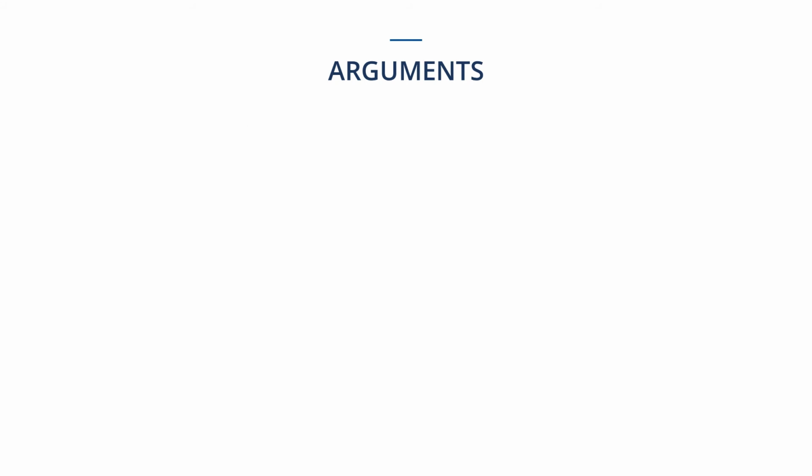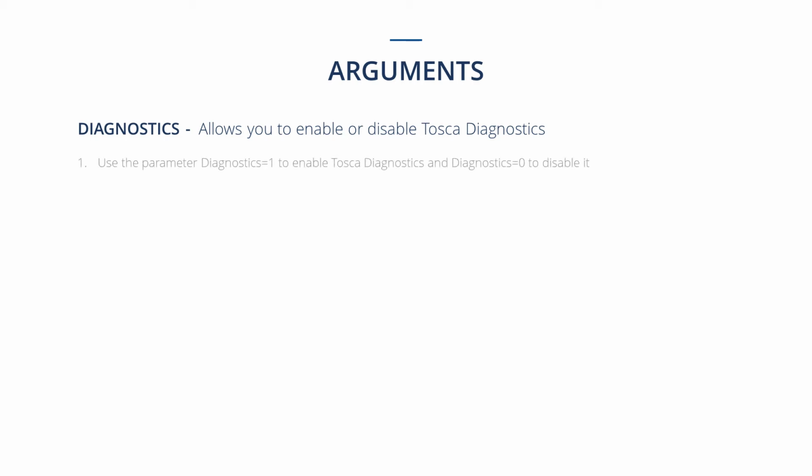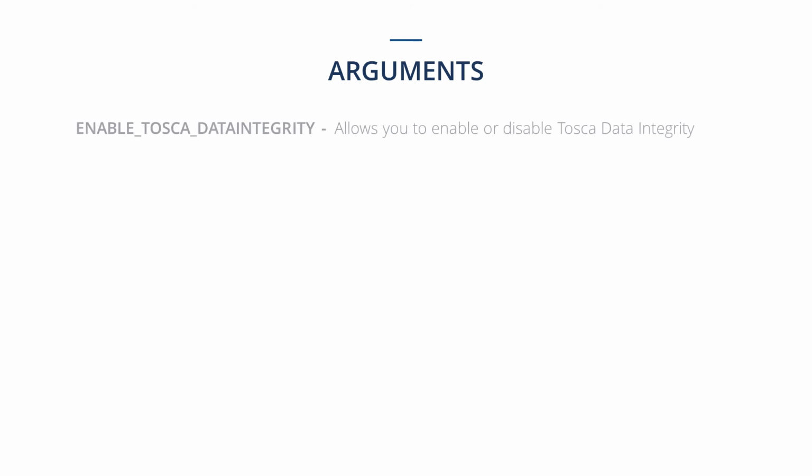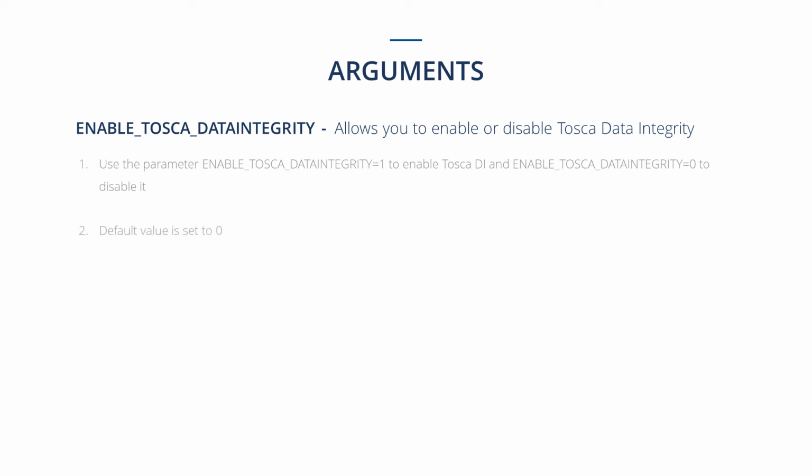Let's take a look at a few of the arguments and what they do. Diagnostics. This argument enables or disables Tosca diagnostics. Use the parameter diagnostics equals 1 to enable Tosca diagnostics, and diagnostics equals 0 to disable it. The default value is set to diagnostics equals 1. Enable Tosca data integrity. This argument enables or disables Tosca data integrity. The parameter with equals 1 is used to enable Tosca DI, and the parameter with equals 0 to disable it. The default value here is set to equals 0. Please note that Tosca data integrity usage may require additional licenses.